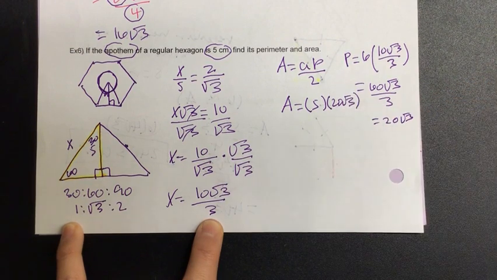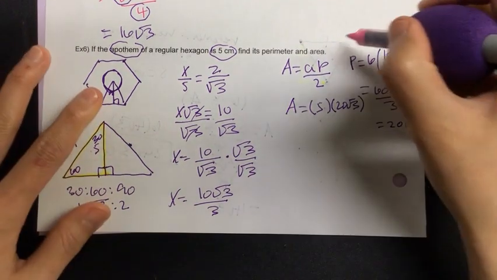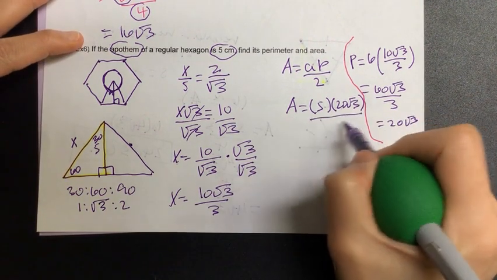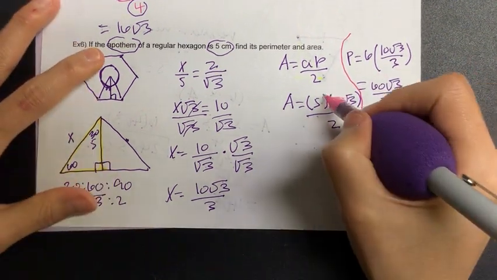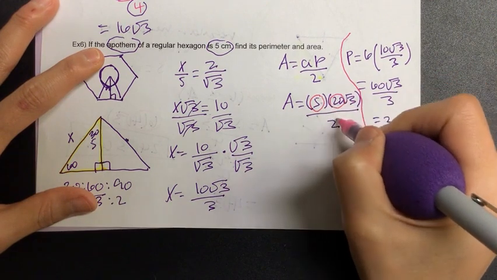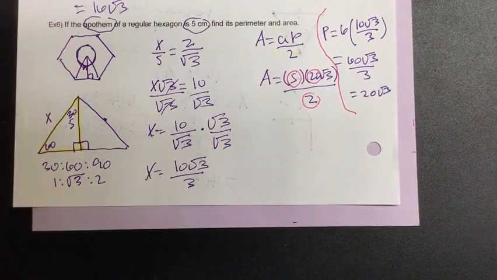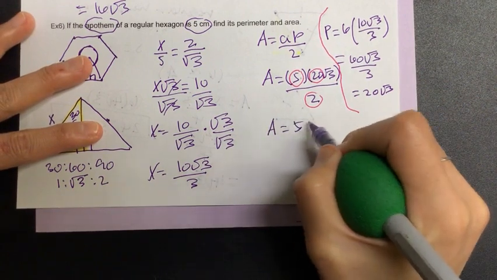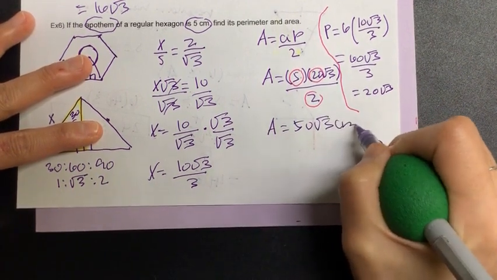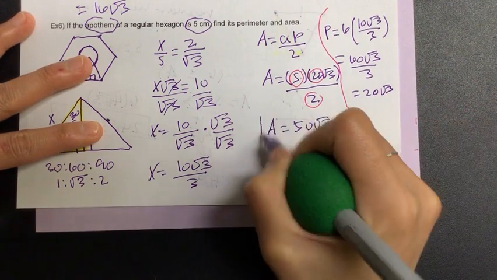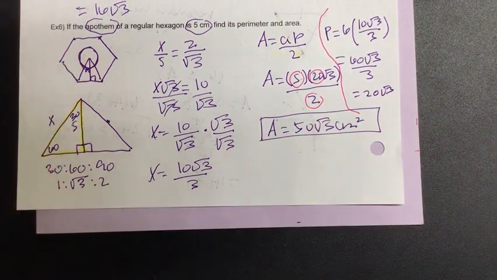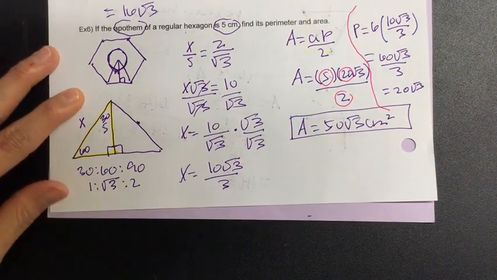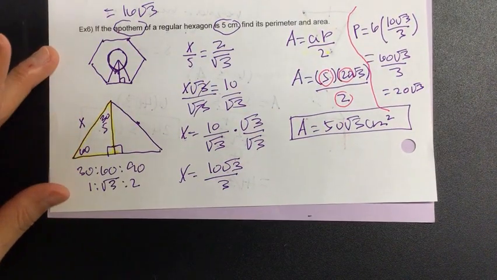It's a little jumbled. I should draw like a line here. Divided by 2. So let's simplify the whole numbers alone. If I take 5 times 20 divided by 2, how many would that give us? 50. So area is equal to 50 root 3 centimeters squared. So the only ugly thing is trying to figure out which special right triangle we are going to use. But for the regular hexagon, it's almost always 30, 60, 90. Okay?